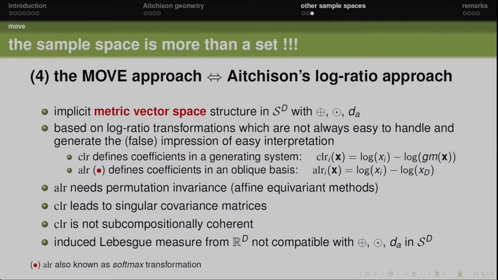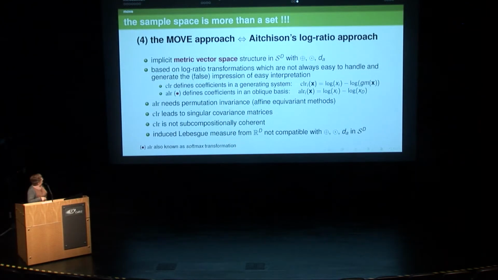I think this is one of the reasons why in the ANCOM approach you need so many tests to look for all the possible ratios, because not all methods are permutation invariant. So, by the way, the ALR is known as the softmax information, according to our information.